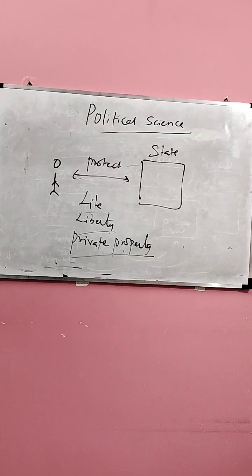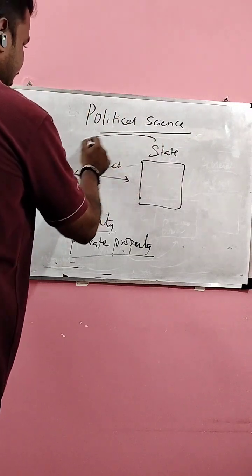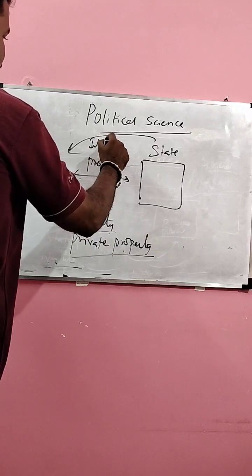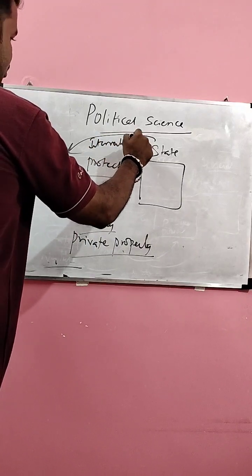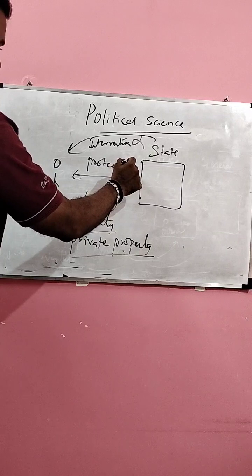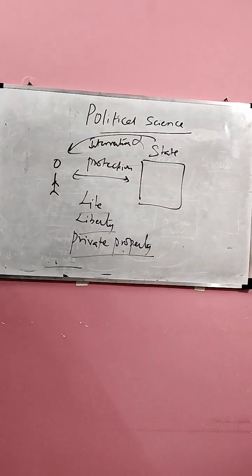So liberals see the state as a protector of the people. Liberals generally don't want the state to intervene in the lives of people. Intervention is not desirable, only protection is desirable. Are you able to understand? This is how John Locke views the state.